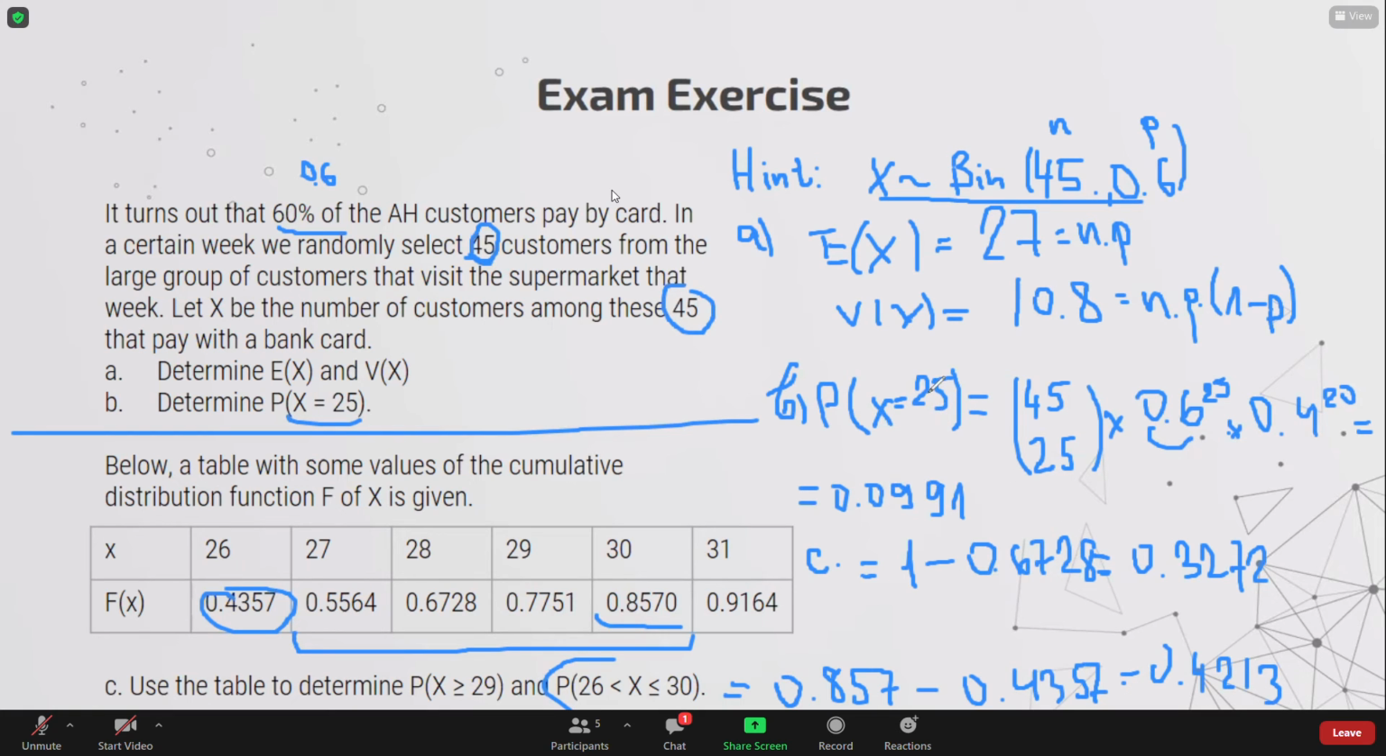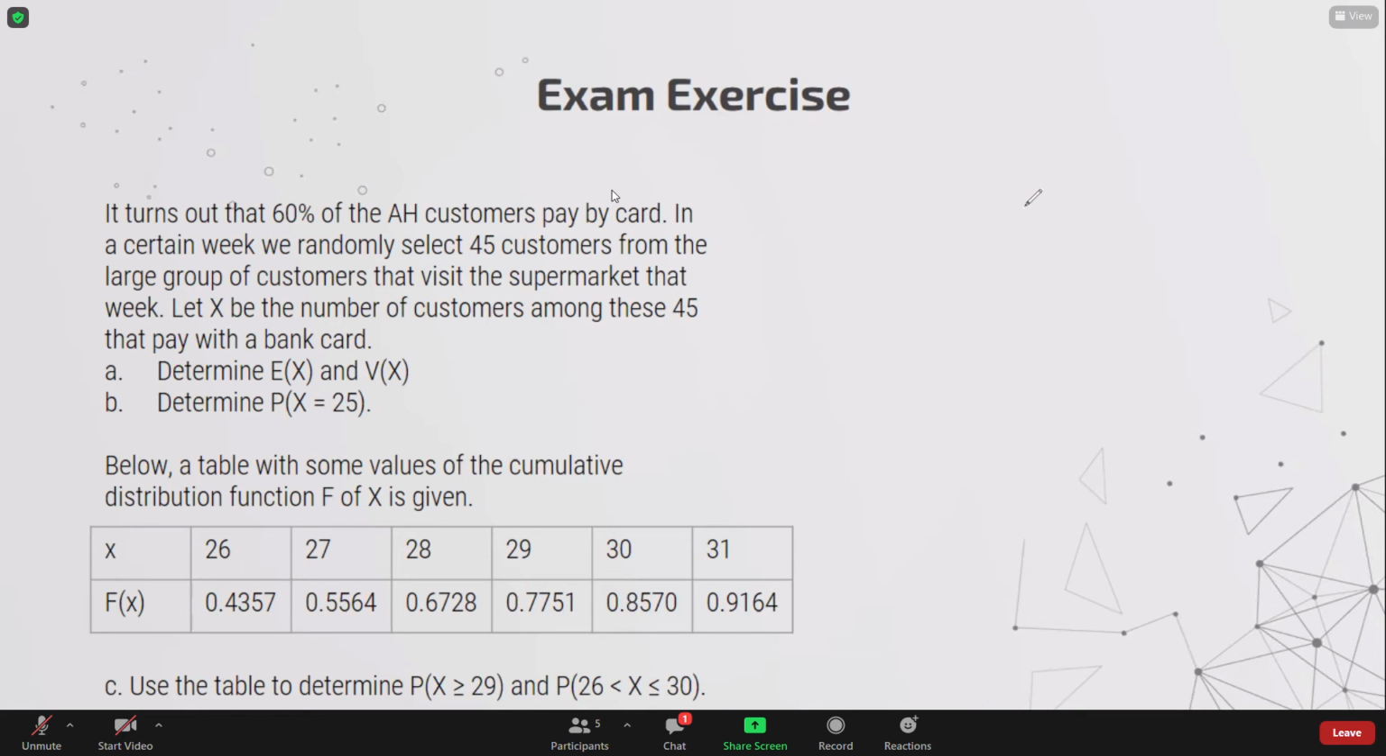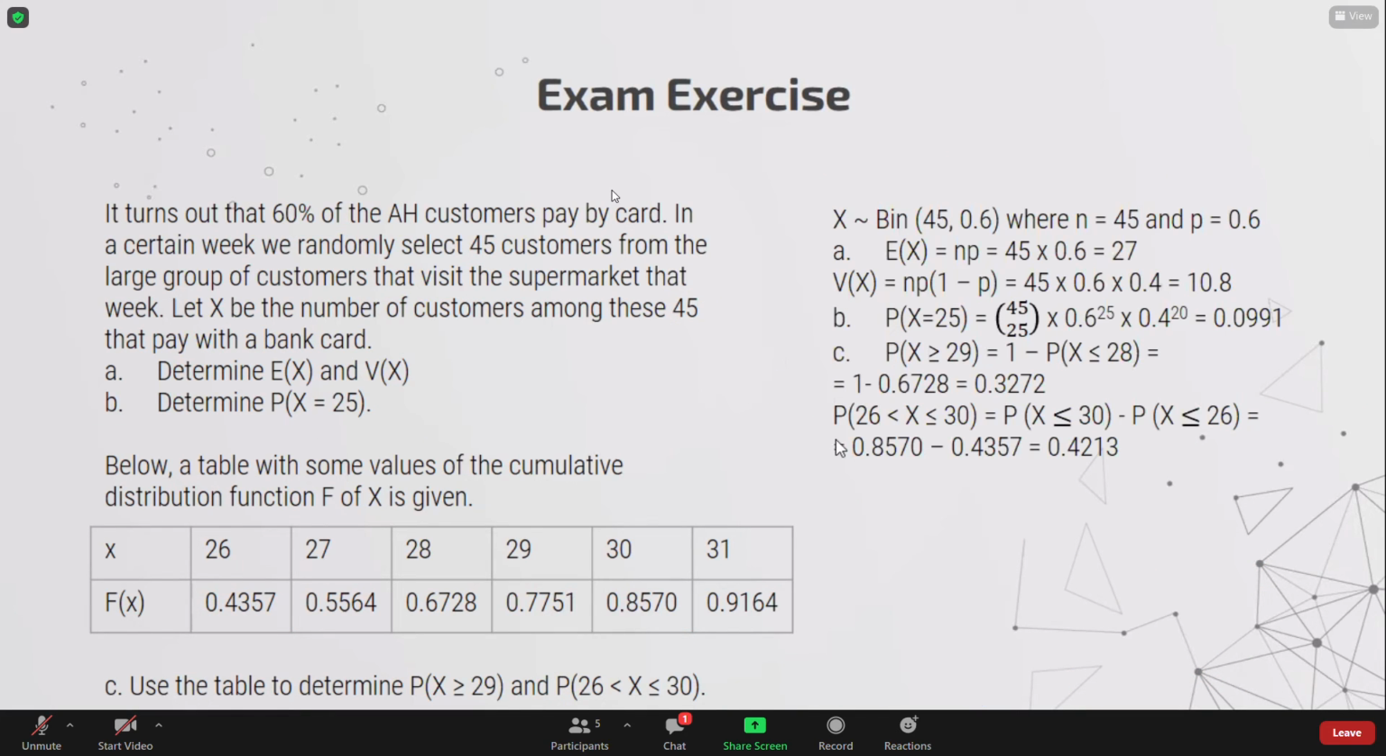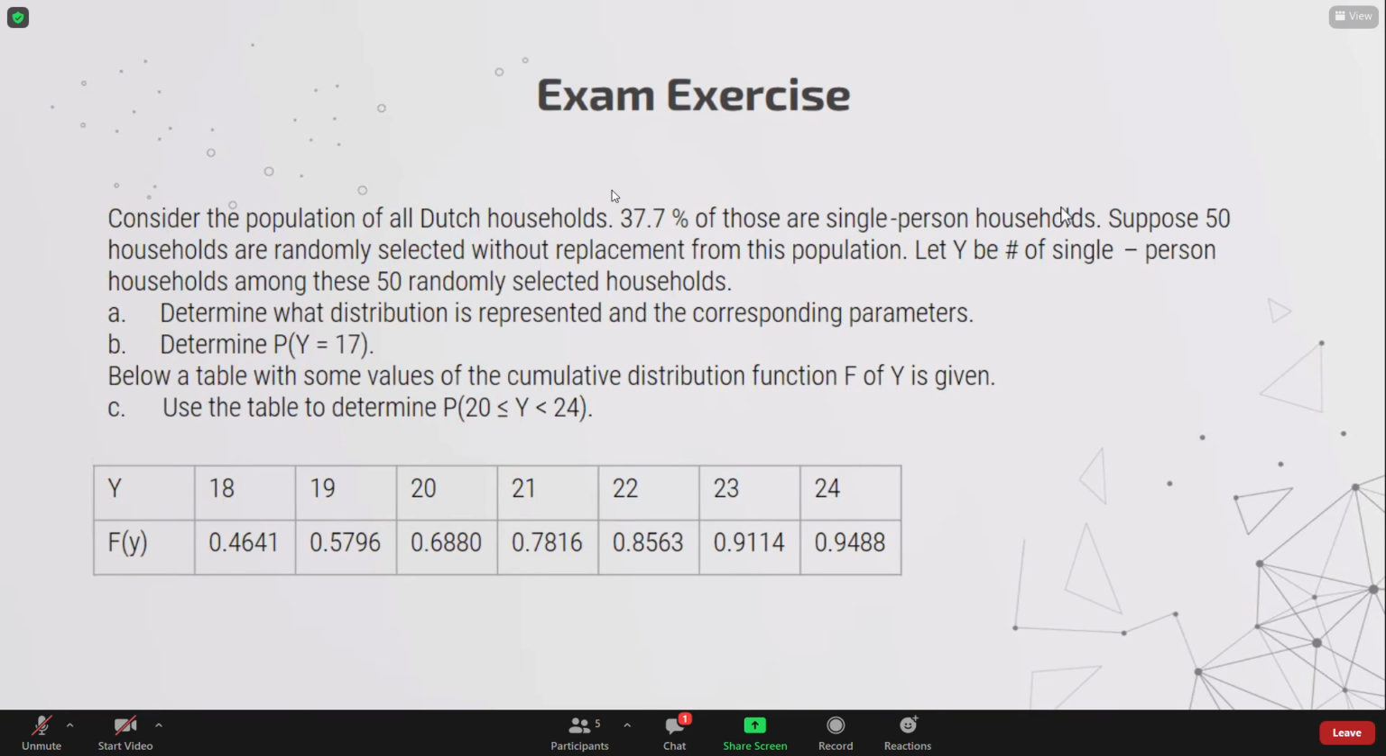Do you have any questions for that exercise? I will assume no. So I will show you the nicely written solution. And if you're ready with writing down everything, let's have a new one, which is again with probabilities and tables.